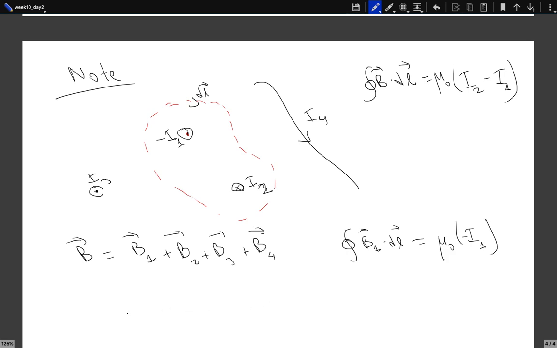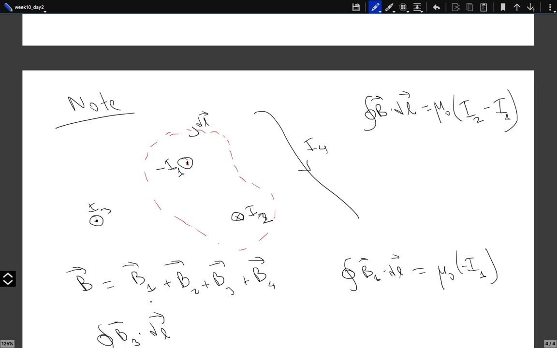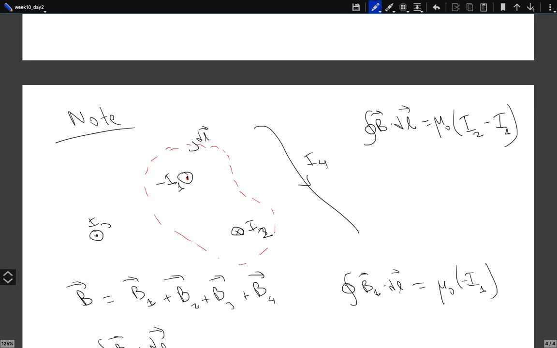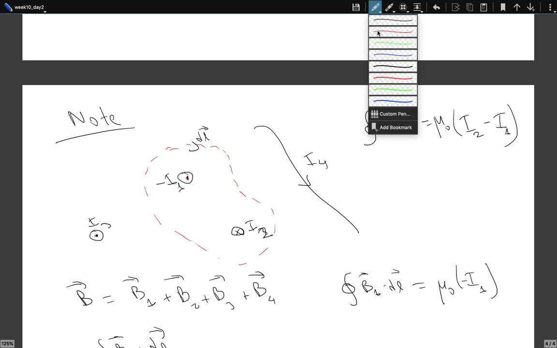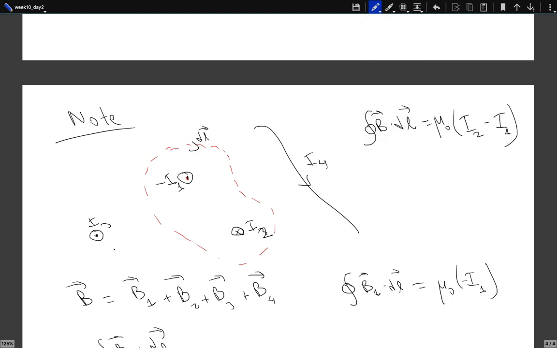Now let's look at B3. This is the integral of the magnetic field created by I3. Well, let's see. What are the directions of the magnetic field lines created by I3? Do they go clockwise or counterclockwise? Well, your thumb, it goes counterclockwise. So the magnetic field lines created by I3 will look like this.